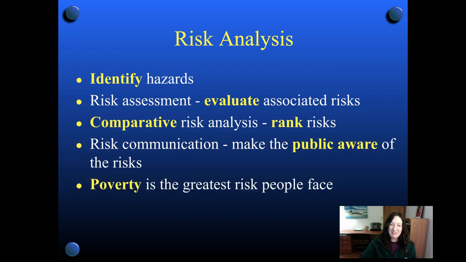Poverty is actually the greatest risk that people face throughout the world. A lot of us don't often think about that, but people who live in poverty often have much worse health outcomes than those who do not. There are all sorts of different public health issues associated with poverty. They're exposed to more environmental stress, more stress in general, the stress of living and making ends meet, and they may not get enough nutrition. So poverty really is the biggest human risk that we face in the world.